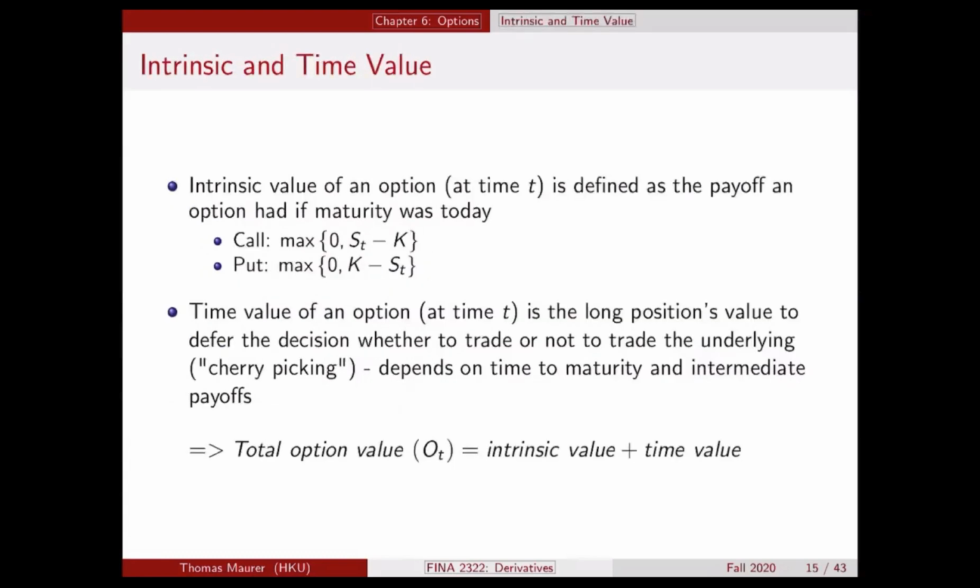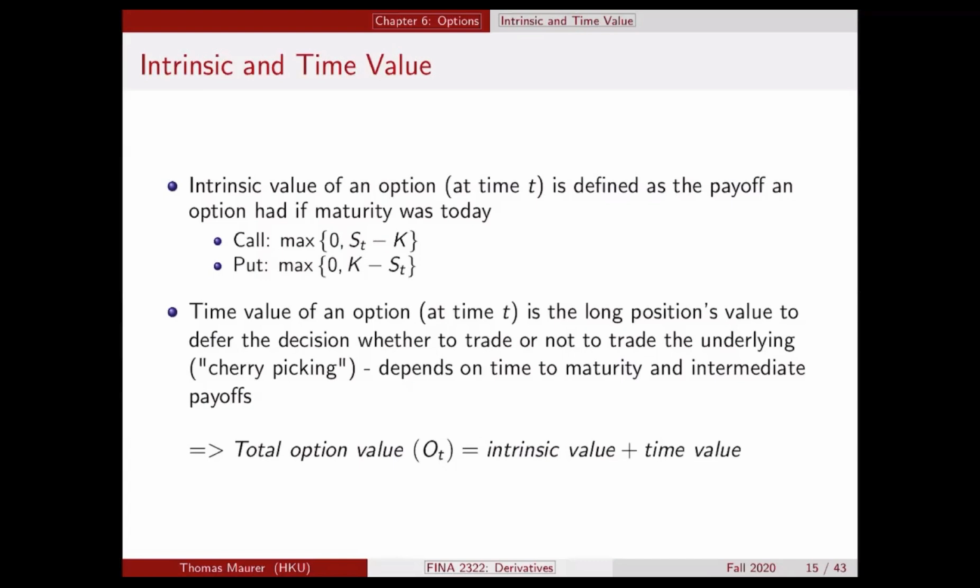Next, we're going to talk about intrinsic value and time value of an option. The intrinsic value is the amount of money which you get if you were right now at maturity. So for a call option, the intrinsic value is equal to the maximum of either 0 or the price of the underlying asset minus the strike price. For a put option, the intrinsic value is the maximum of either 0 or the strike price minus the price of the underlying asset. The time value of an option determines the cherry-picking right of the long position to decide whether he wants to trade or not at a later date.